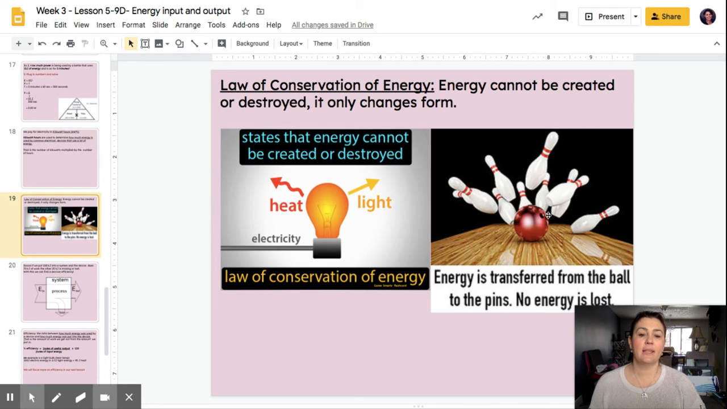You can see that the energy was transferred from the ball to the pins when you go bowling. So when you roll that ball, that mechanical energy goes down the alley. And when it hits, the pins move. So that's mechanical energy, but also sound energy. You can hear the pins get hit.